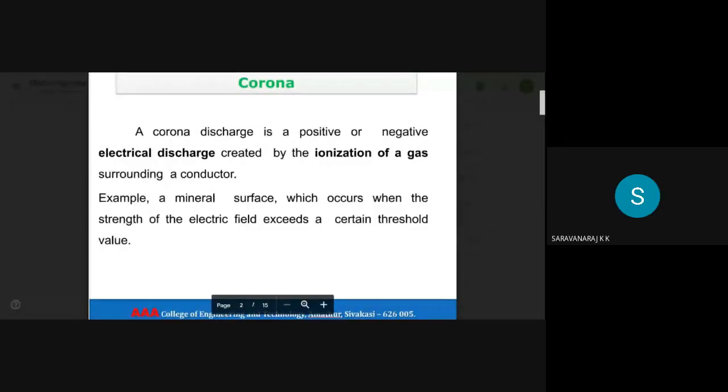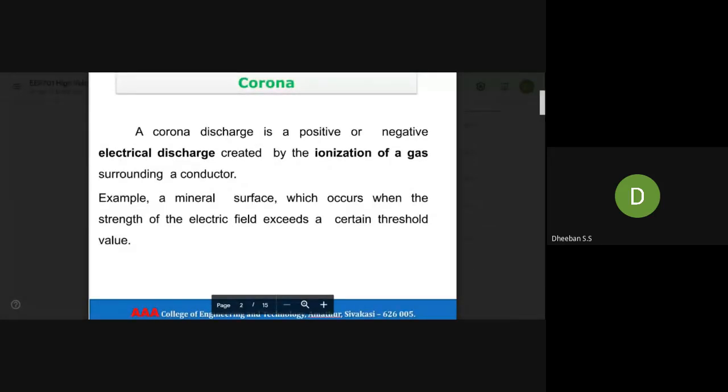The voice is breaking. Okay, so for others it is clear, right? So now it will be somewhat clear. Yes.